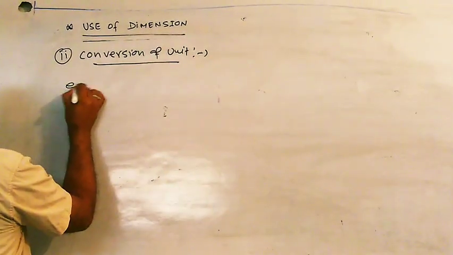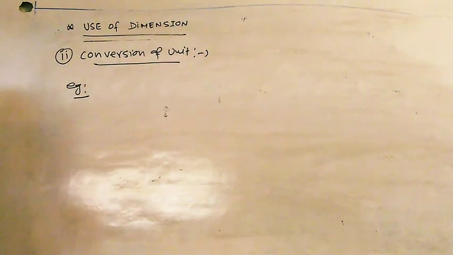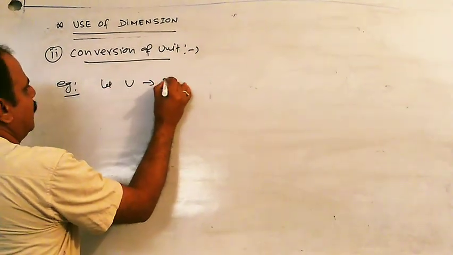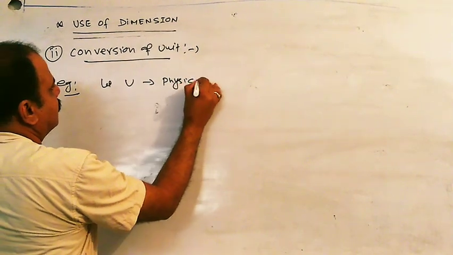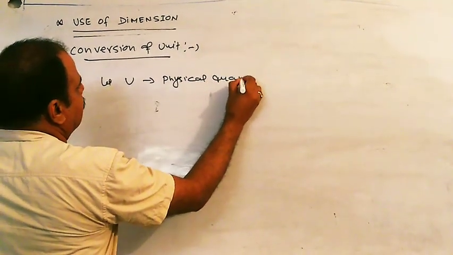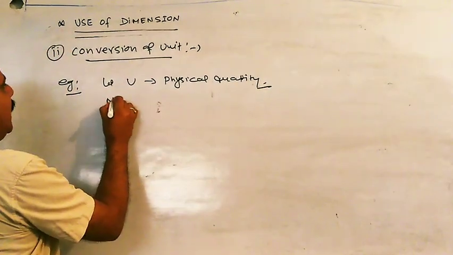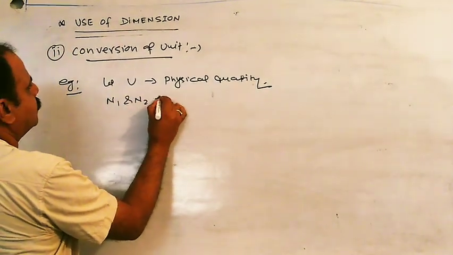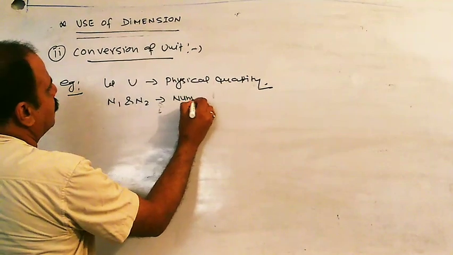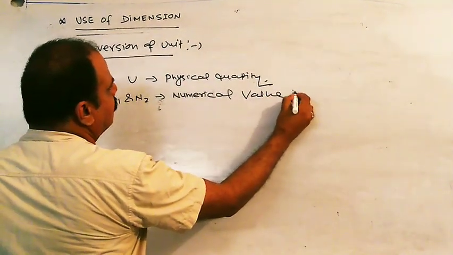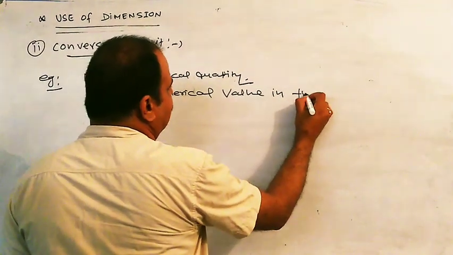For example, let U is any physical quantity, N1 and N2 numerical value into system.